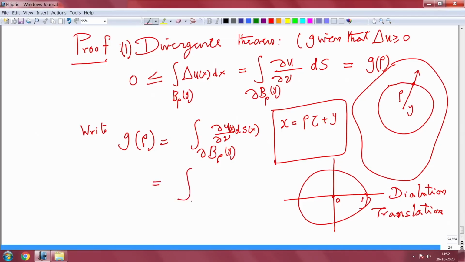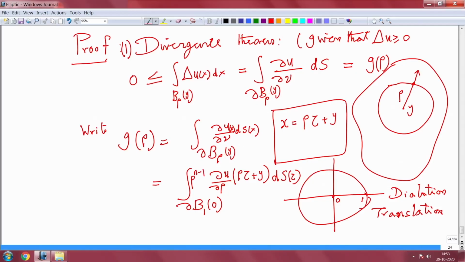So, this will become the integral over the boundary of B1 with respect to 0, and the normal derivative will become d by d rho, because it is a normal derivative with rho here. So you get du, and x is changed to rho tau plus y. Keep in mind, rho and y are fixed, only tau is now varying. So, the integration is with respect to ds of tau. Now this is independent of the surface you are integrating, so you can take it outside, and there will be a rho power n minus 1 here, because you are making a small rho.